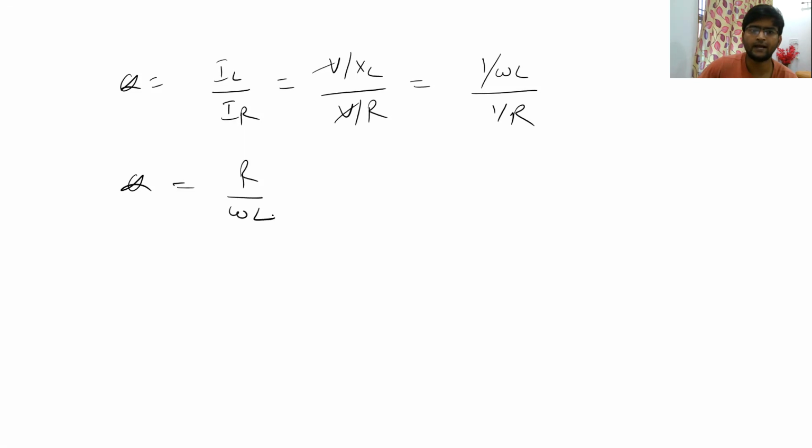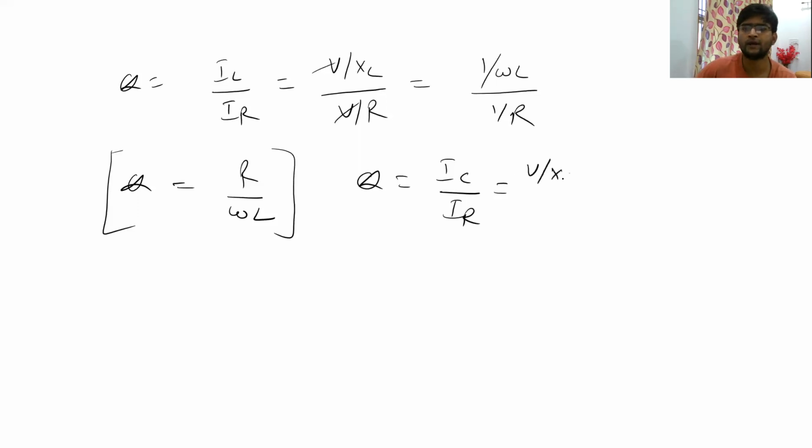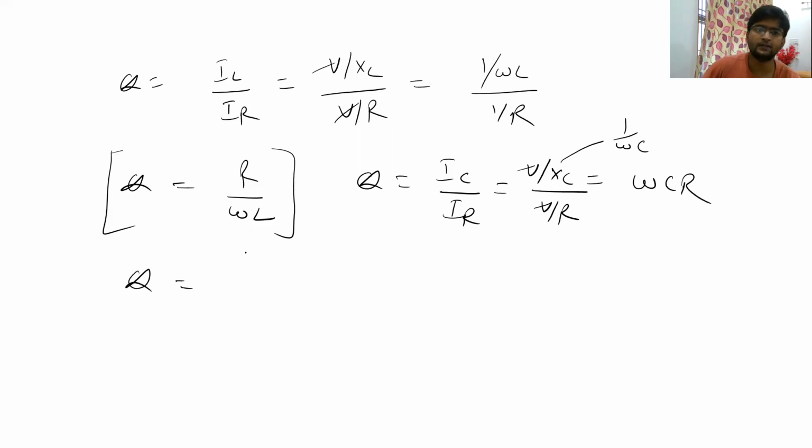R upon omega L. Or if we take the capacitive case, capacitor current case, quality factor can also be written as IC upon IR, which will equal to V upon XC upon V upon R. V will get cancelled and XC is actually 1 upon omega C. So we will get omega CR. So either Q can be R by omega L or Q can be omega CR.